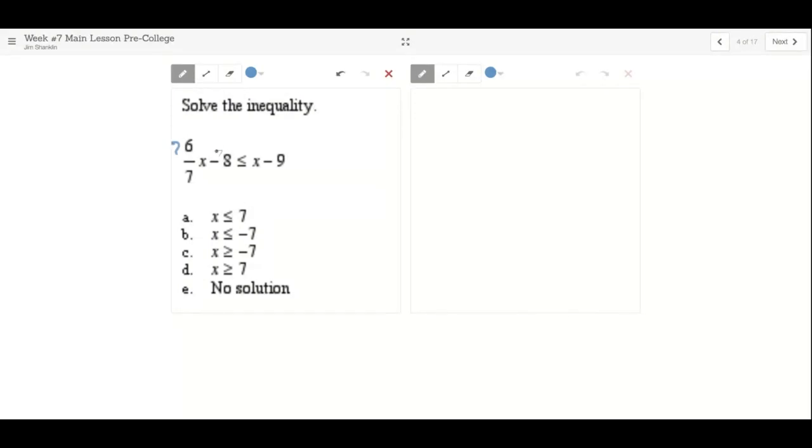So I multiply this by 7, this by 7, this by 7, and this by 7. What happens here is the fraction goes away. I'm left with 6x minus 56 is less than or equal to 7x minus 63. That is my first step. I don't like dealing with fractions, so I would just get rid of them. Now, did I have to do that? No, I did not have to do that. I could have left it in there, but I'm not a big fan of fractions, so I just go through and get rid of them.